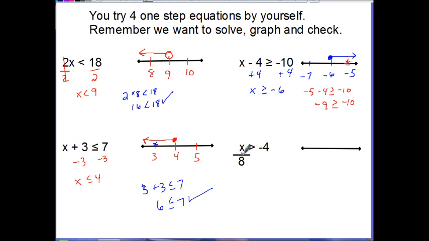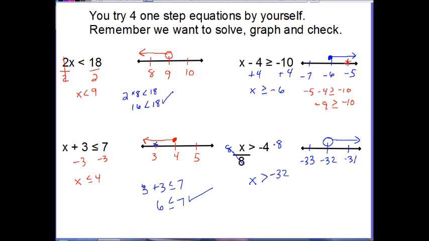My last one. X divided by 8 is greater than negative 4. I'm going to times 8 to both sides, which leaves me with x is greater than negative 32. I plug in my negative 32. Negative 33 is on the left. Negative 31 is on the right, with an open dot pointing to the right.